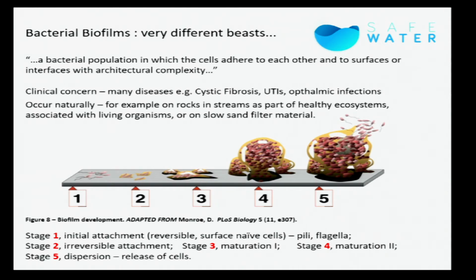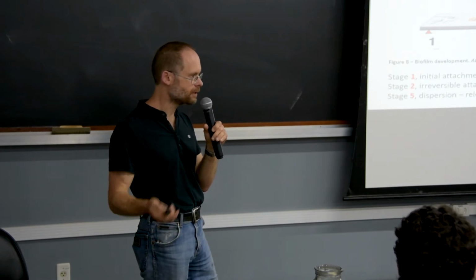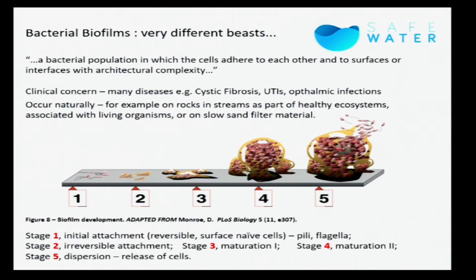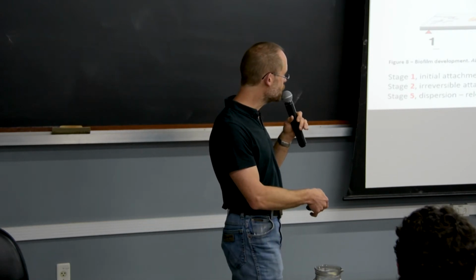So a biofilm develops in a series of stages. We have these so-called surface naive cells. They've never seen a surface before. They stick to it. They're quite reversible. In stage 2, the cells stick to the surface irreversibly. So this is the start of the formation of the biofilm. And then we have various stages of maturation.